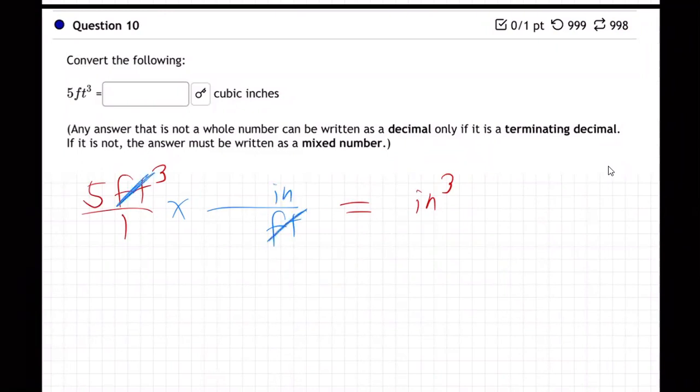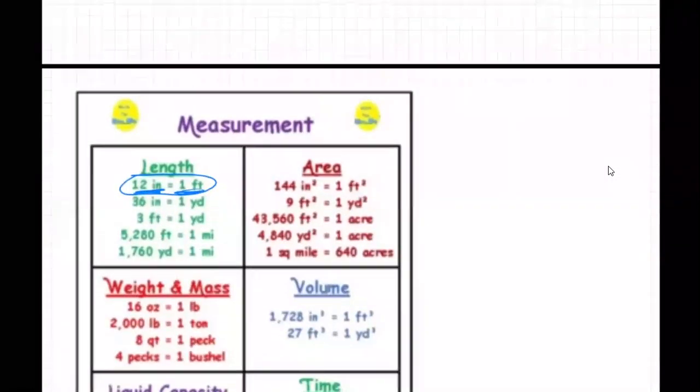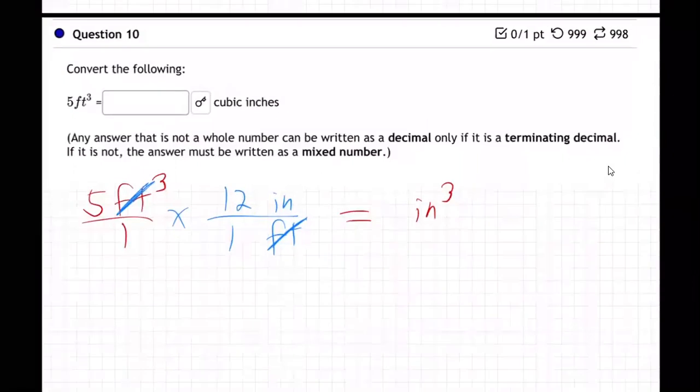Feet'll cross cancel. In 1 foot, there's 12 inches, right? You know that right off the chart. In 1 foot, there's 12 inches. And then what do we do?